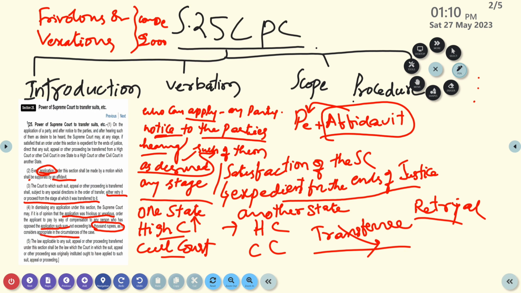As it considers appropriate in the circumstances of the case, not exceeding. That means even below 2,000 it can be imposed. Then, under which law does the transferee court have to hear and decide the matter? What is the law applicable in the case?